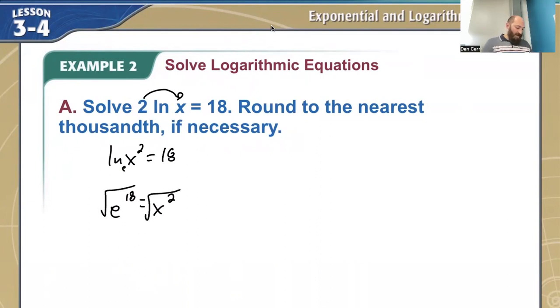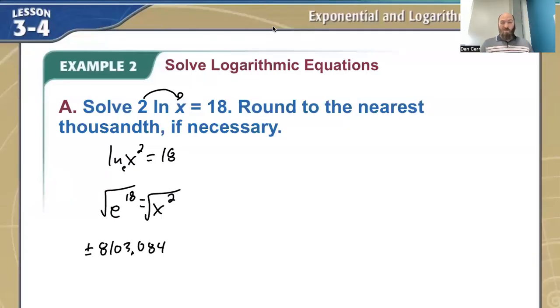So if I do that, I'm going to take the plus or minus version of that because I am solving using square roots here. So I'm going to take the square root of e to the 18th power. And that comes out to a plus or minus 8,103.0, it says nearest thousandth, so 0.84 for my final answer there.